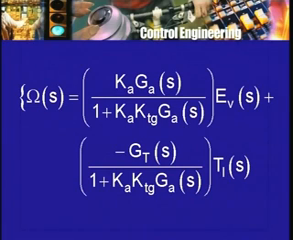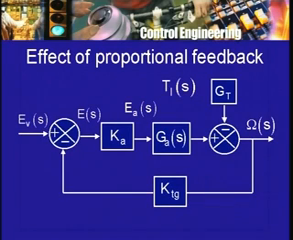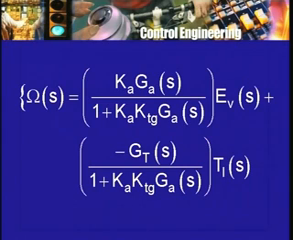What about the numerator? For the numerator, I have to look at the forward path. Now what is the forward path from ER? This should be ER of S, not EA of S. I have to look at the forward path from ER to omega. There is only one forward path. And what is the gain of the forward path? I go through this with a plus sign KA, then GA with a plus sign out to omega. So the gain of the forward path is simply KA times GA. So let me write this down as KA times GA. That's the gain of the forward path from ER to omega S.